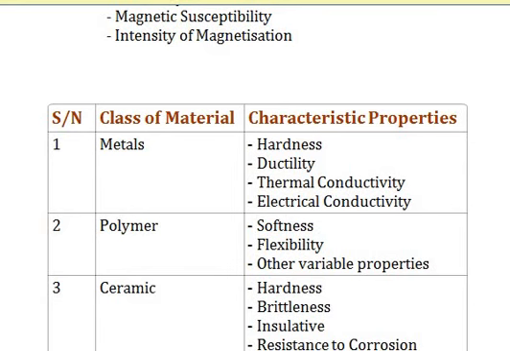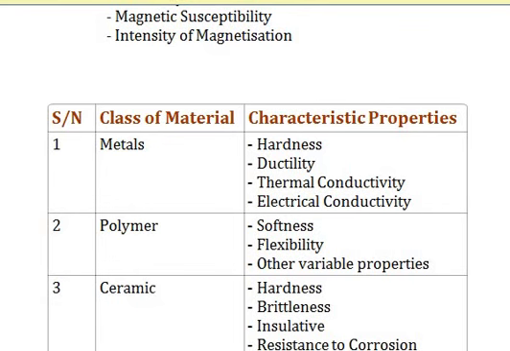While ceramics are typically very hard and of course very brittle, and this is why most ceramic products break on the application of a stress or on being dropped on the floor or something like that. And because they do not conduct electricity or heat, they are usually used as insulators. And then a very good property that ceramics have is that they have higher resistance to corrosion than metals especially.